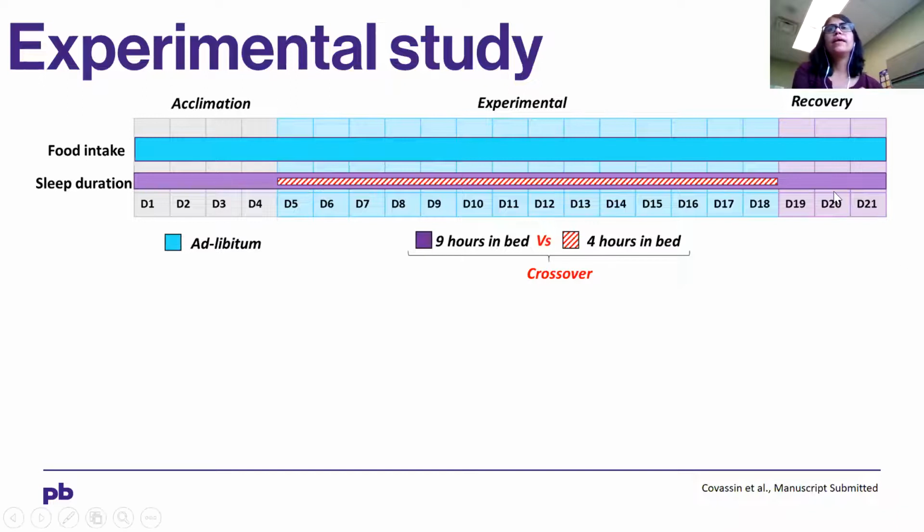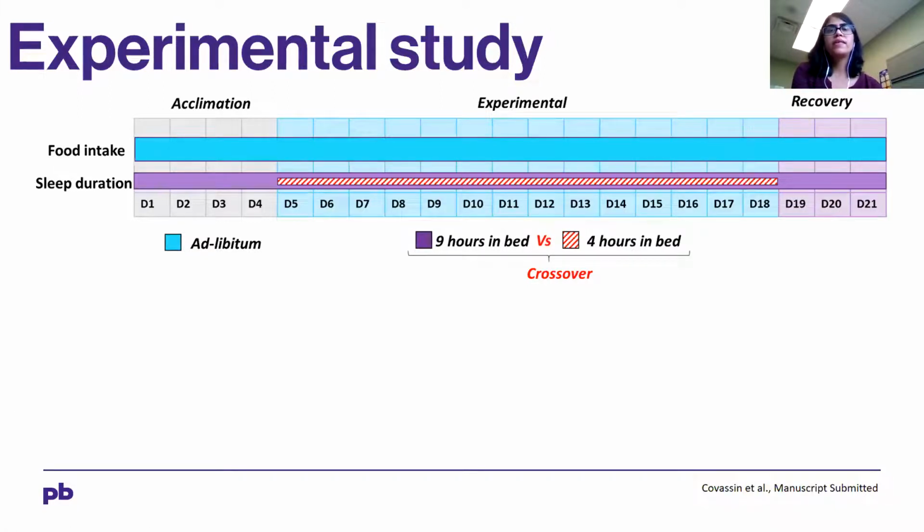It was a 21-day study with an acclimation phase, an experimental phase, and the recovery phase. During all these 3 phases, the food intake was ad libitum. They were allowed to eat whatever they want, whenever they want. What was happening though was we changed the sleep durations.